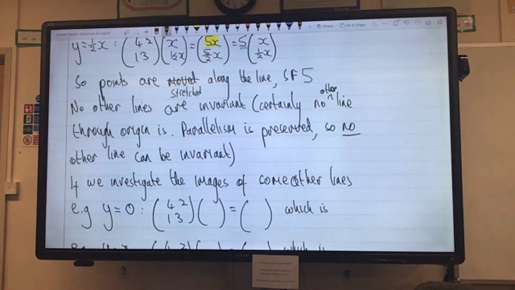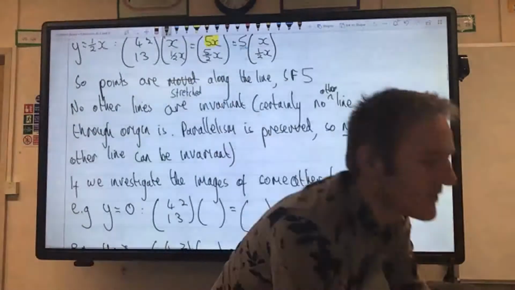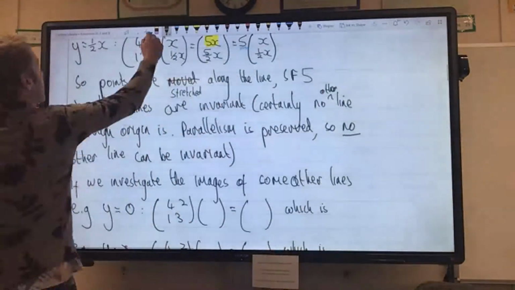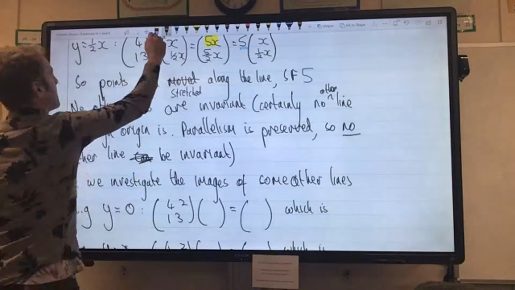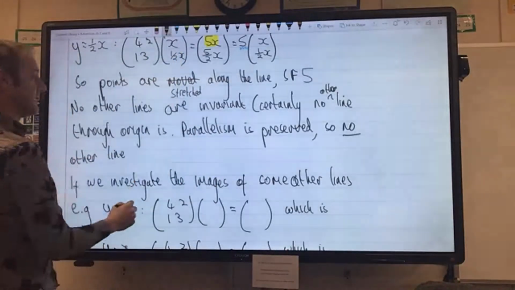Okay, so no other line parallel. No other line.